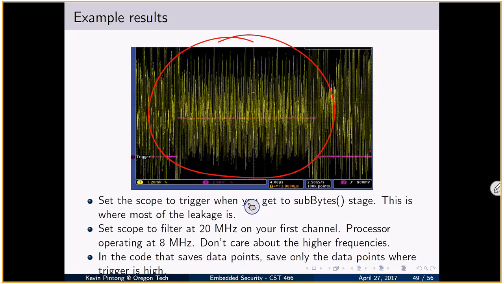Yes. Is the sub-byte stage particularly vulnerable because it's doing a lot of substitution, so it's doing a lot of load and stores? It's doing that load and store, but it's also because it's nonlinear. Okay. Nonlinearity makes it easier for the algorithm to attack. Let's see, the code saves data points, save only the data points where the trigger goes high. So what I'm saying is you can get away with figuring out where this trigger goes high and trigger goes low and capture only those data points, yeah.